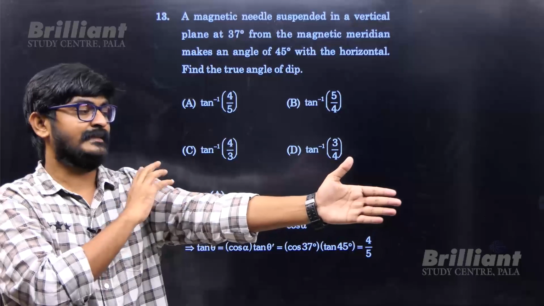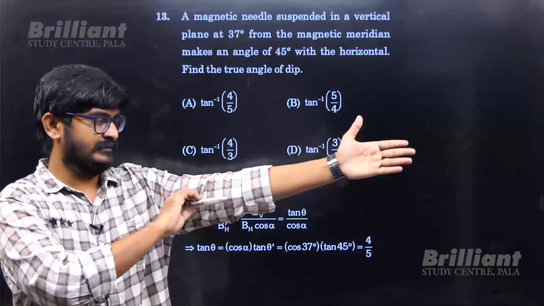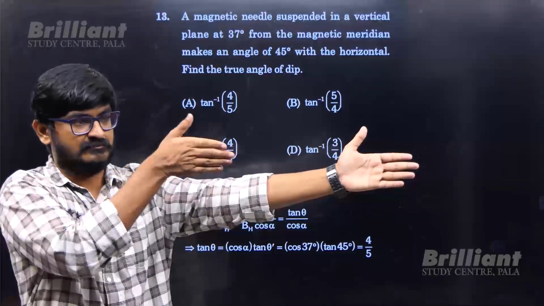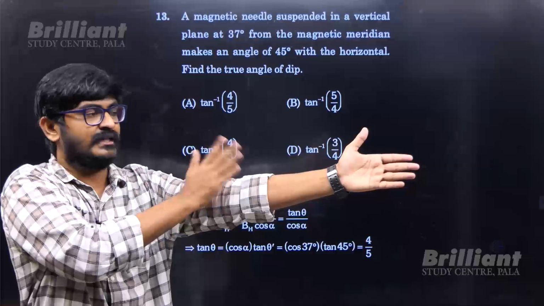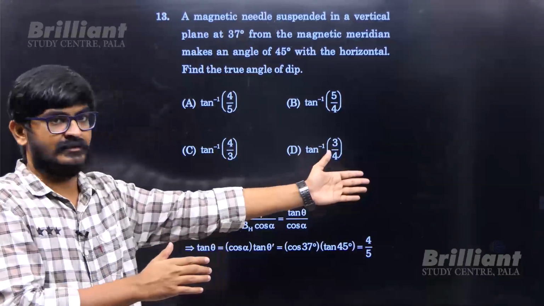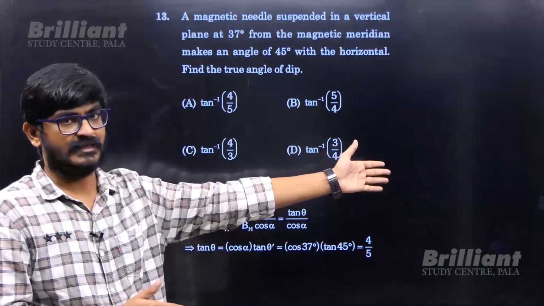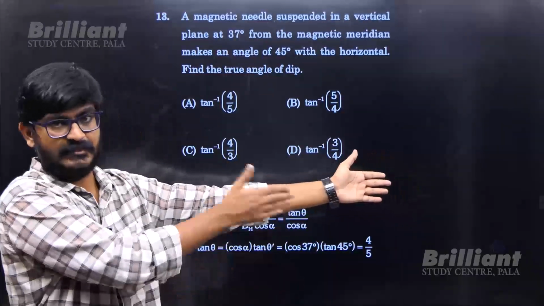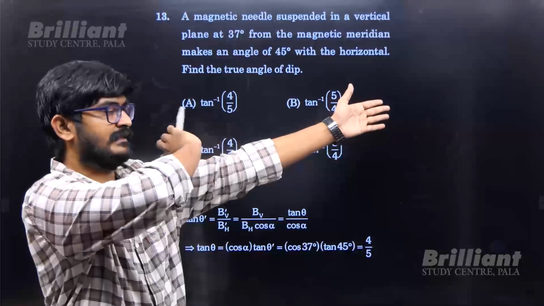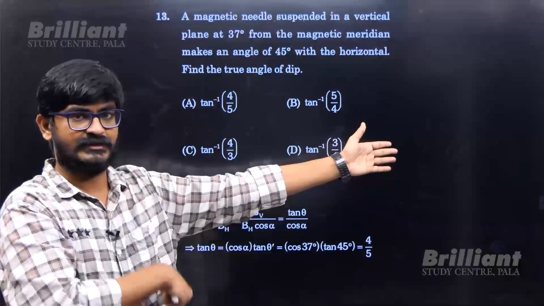So you are not placing, now you are taking some magnetic needle, which can generally deflect in the magnetic meridian plane. But what they are doing, they are not placing it in this plane, they are placing it in some other plane. So this is BH, the horizontal magnetic field. So in this plane, what is the horizontal magnetic field? BH cos 37. So now you are placing some needle which can rotate in this direction, where the horizontal magnetic field is BH cos 37. Vertical magnetic field is remaining the same.